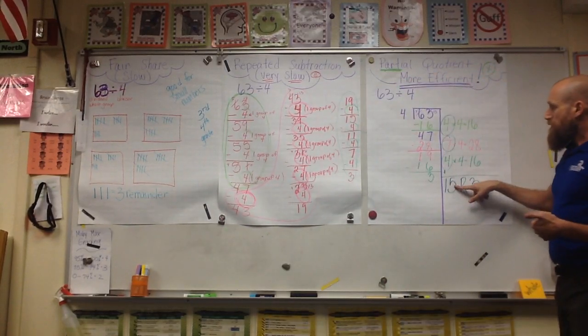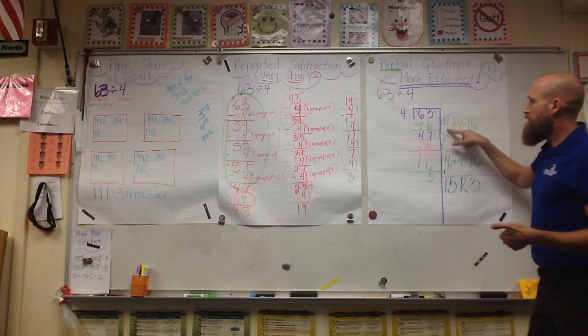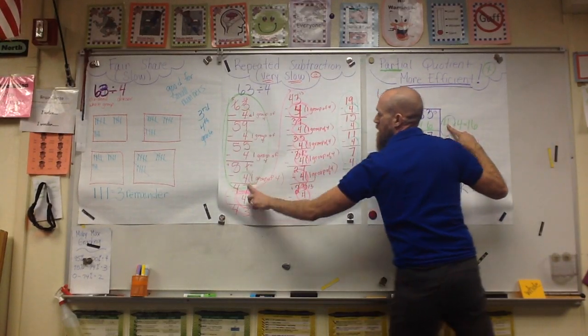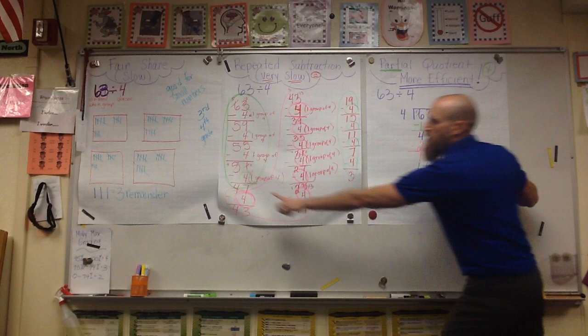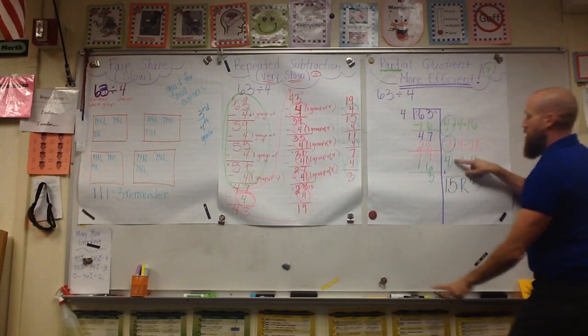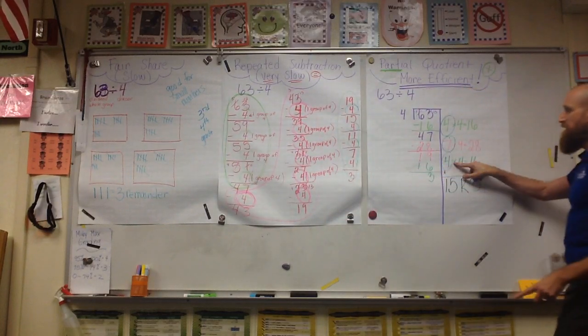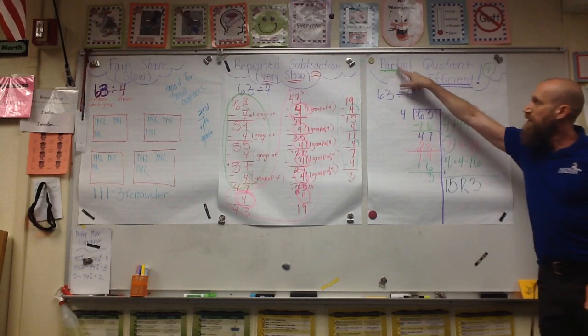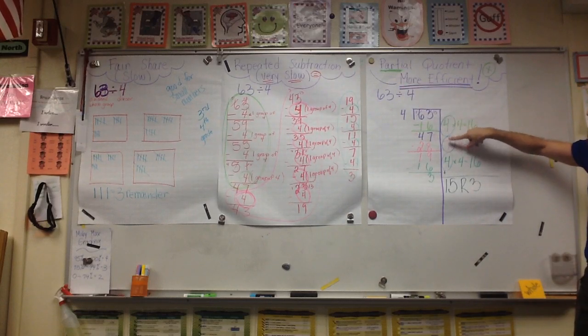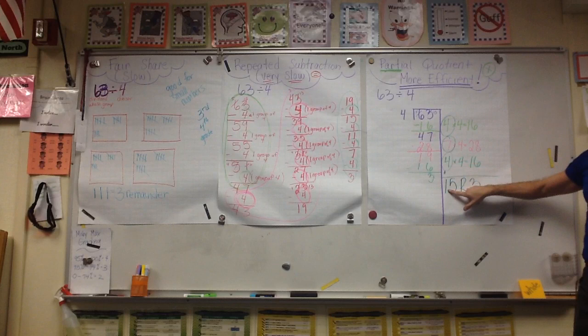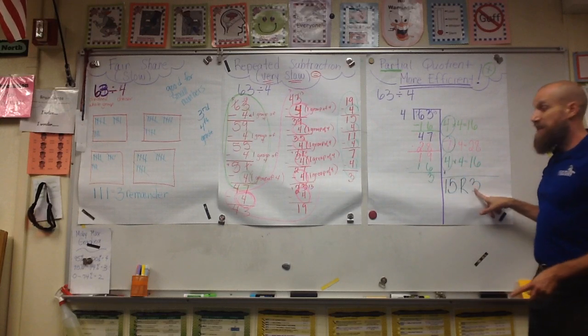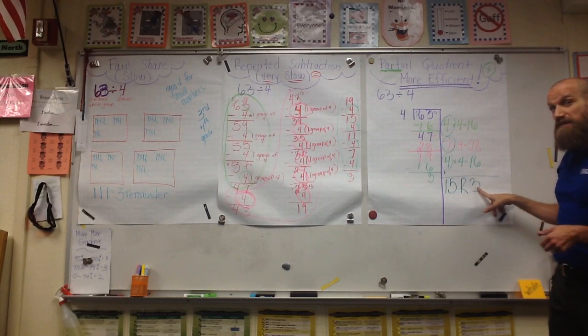And here, I'm saying 4 groups of 4, plus 7 groups of 4, plus 4 groups of 4. If I add all these partial quotients, 4 plus 7 plus 4 is 15. And I have my remainder of 3.